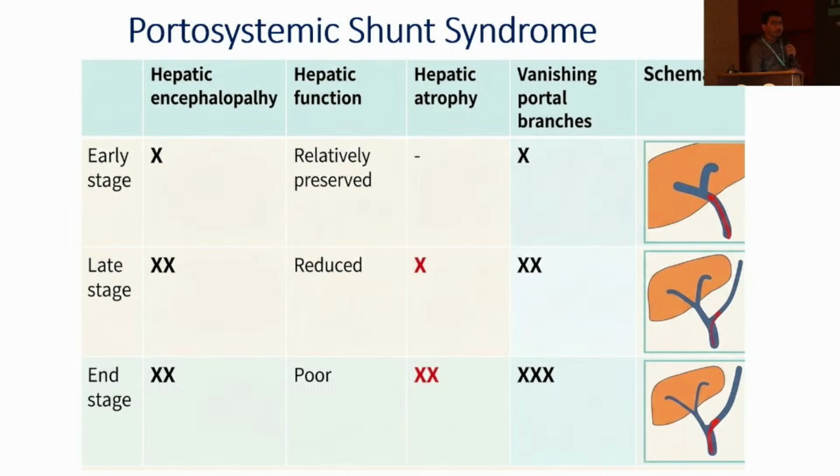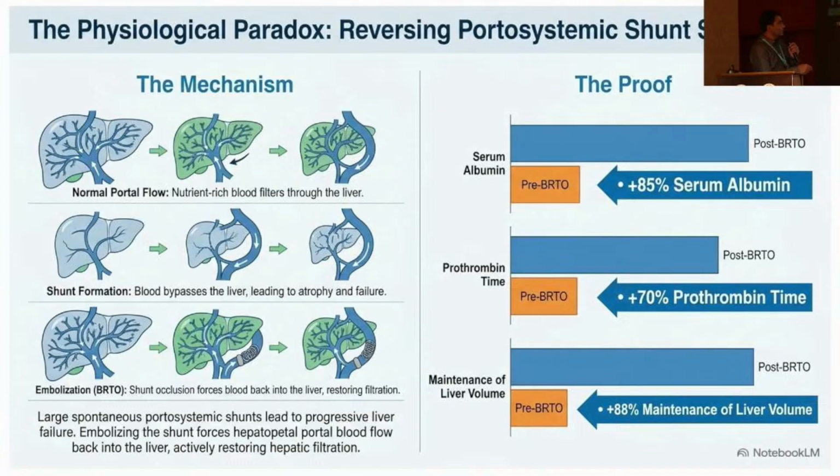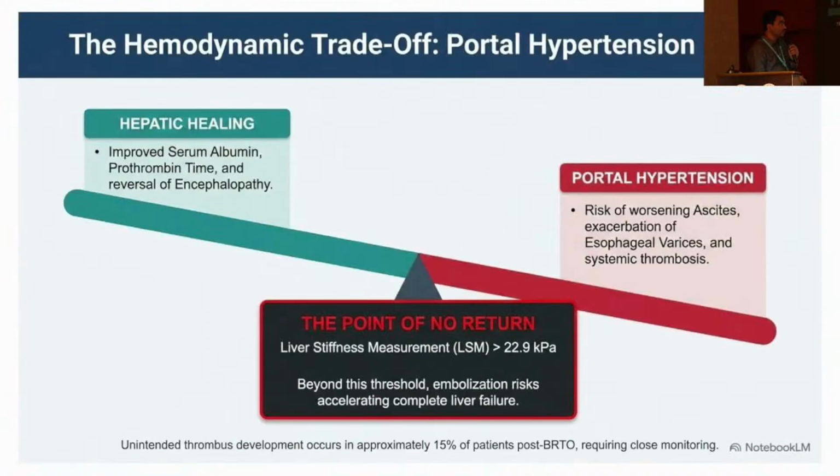So how BRTO works in this patient? By occluding the shunt, we can increase. This is the normal mechanism. Once the shunt formation happens, the liver gets atrophied. By occluding the shunt, we can bring back the blood into the liver parenchyma and increasing the liver function. So by occluding the shunt, we can improve the serum albumin level by 85%, as well as the improvement in prothrombin time by 70%, and maintenance of the liver volume in up to 88% of these patients.